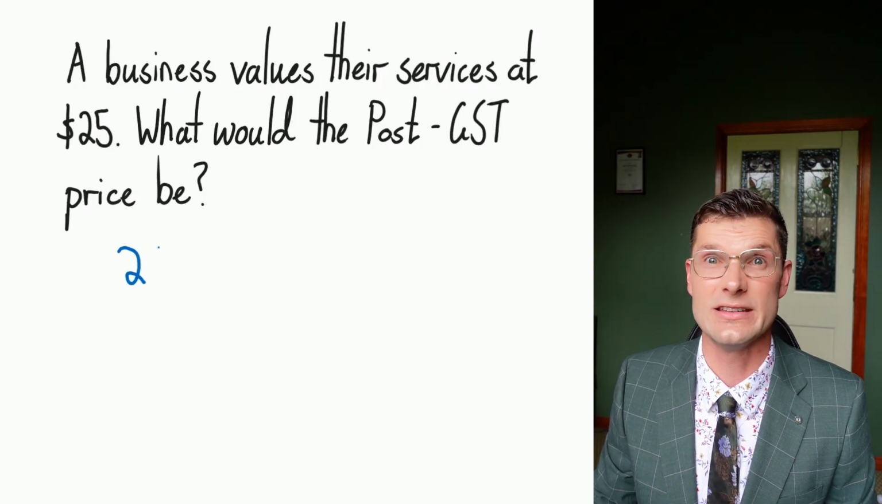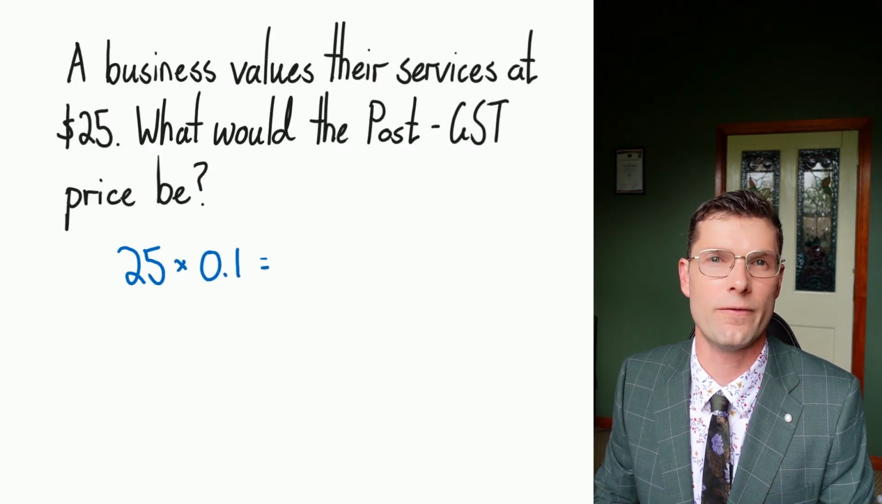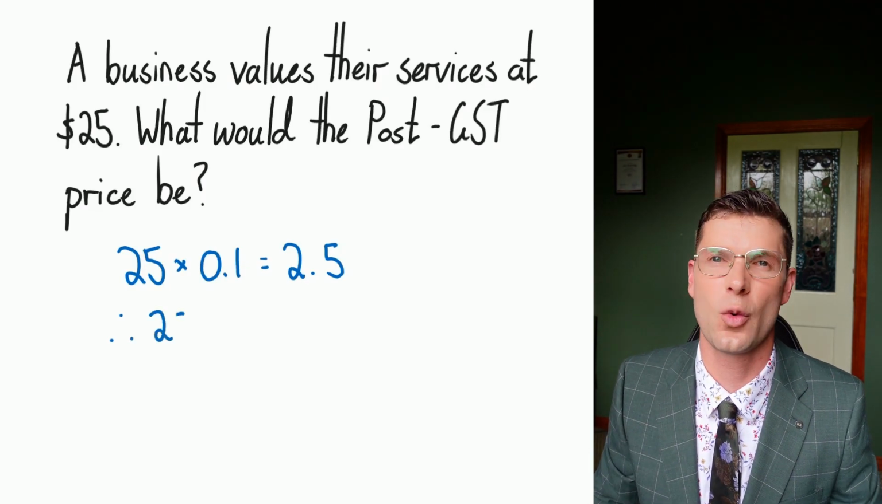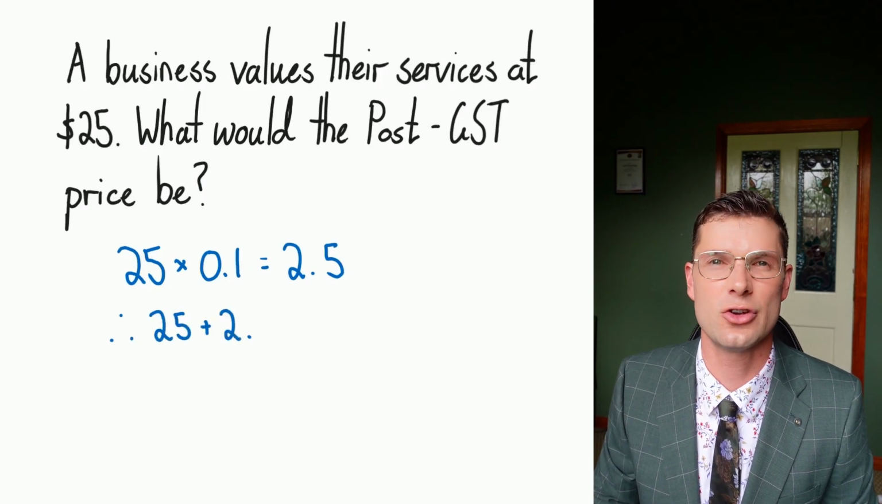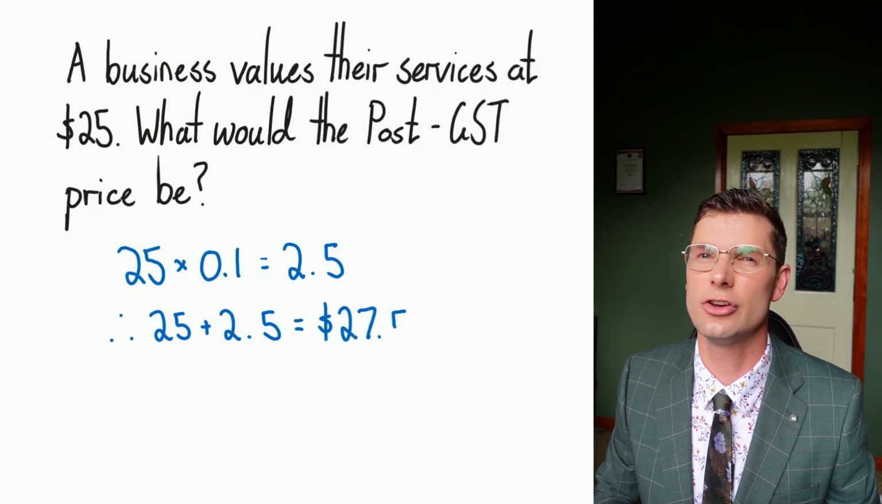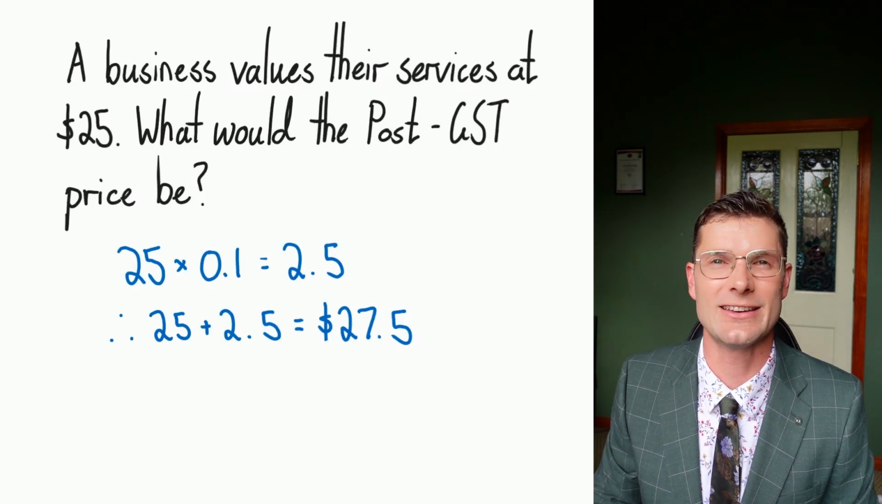All I've got to do is find 10%. So 25 multiplied by 0.1, which is equal to 2.5, or $2.50. Then to find out that final price, it's just the $25 we started with, plus that $2.50. So I'm paying $27.50. Again, you could do it the other way if you wanted to, 25 multiplied by 1.1. Both are going to get you the correct answer.